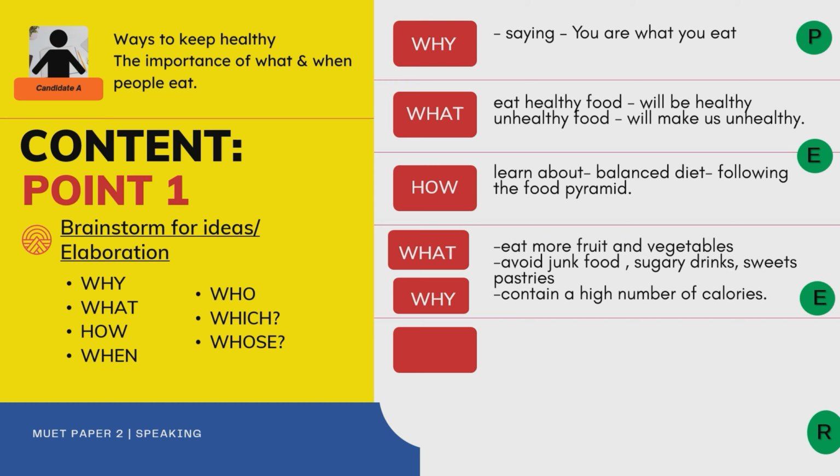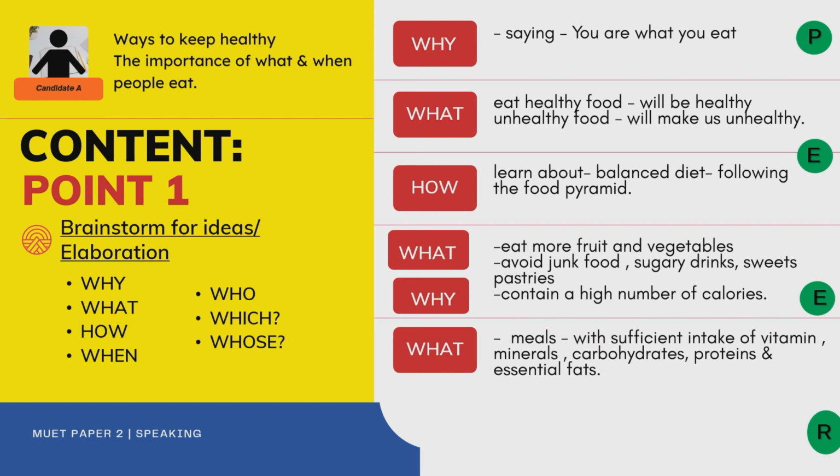If you can think of other examples of food groups that our body needs, maybe you can even talk about it. So what kind of food group should our meals contain, so sufficient intake of what? Vitamins, minerals, carbohydrates, proteins, and essential fats. So these are all examples of the food groups or the different types of food that our body needs, and the types of food that we should avoid.